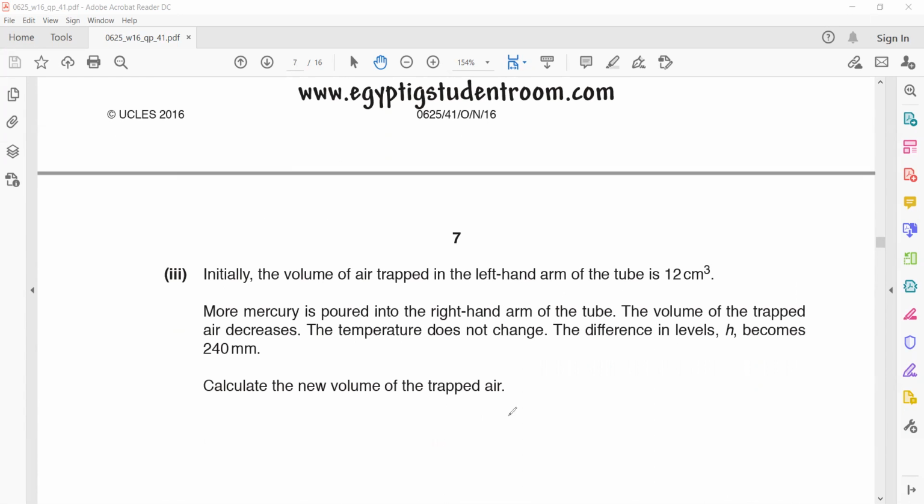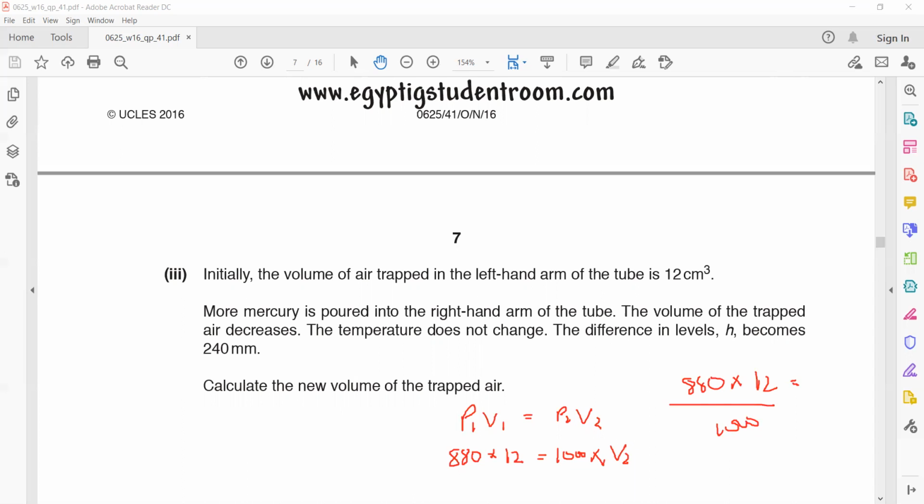So you will use the formula P1 V1 equals P2 V2. P1 is the starting pressure, the initial pressure. What is P1? That is 880. V1 is the initial volume, which is 12. P2, when 240 millimeter of mercury height is there, the total pressure on the gas is due to mercury plus atmosphere, that's equal to 1000. And V2 we don't know, so we write V2. 1000 is multiplied, other side will divide, so it will be 880 multiplied by 12 divided by 1000.